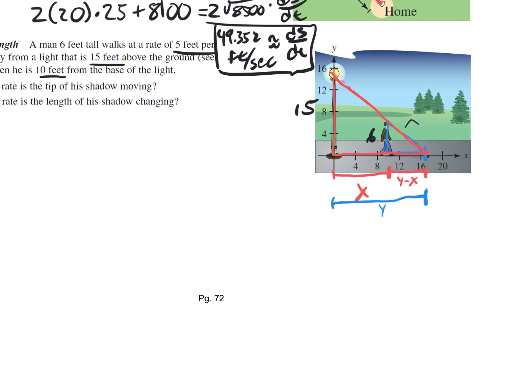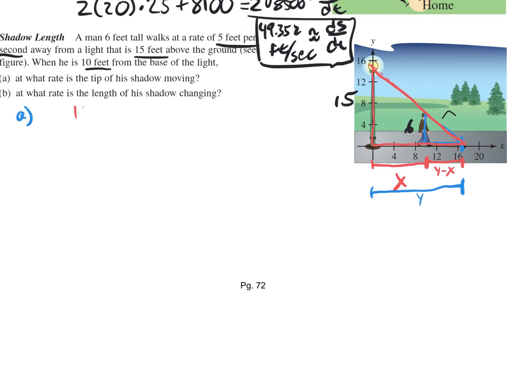So let's make a proportion. Think of the slope here. We've got rise over run, so we know 15 over the whole run here. That's y. So 15 over y is equal to the rise over the run, 6 over y minus x.